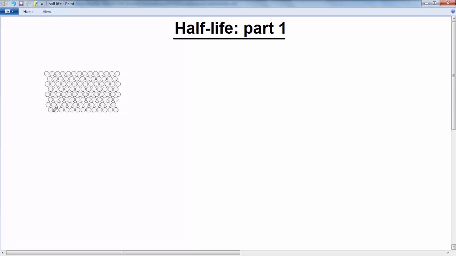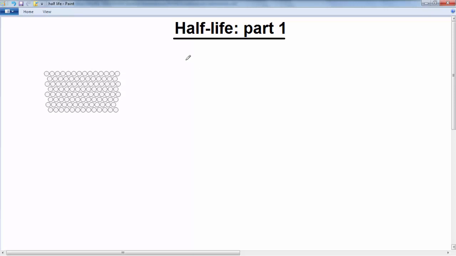Now, the first thing we should say is that it's impossible to say exactly when a radioactive isotope will decay from this sample, or which radioactive isotope will decay. These things are completely indeterminate. We cannot say which or when, but what we can say is that within a certain period of time, a certain fraction of these radioactive isotopes will have decayed.